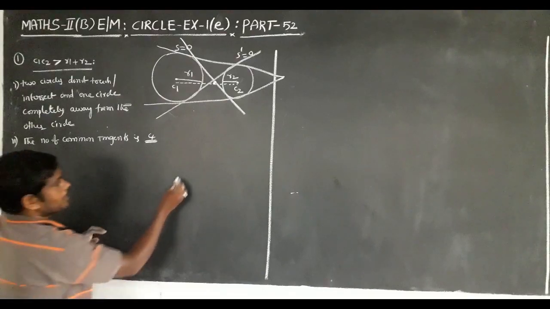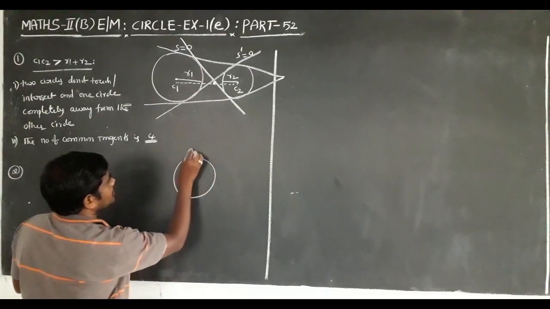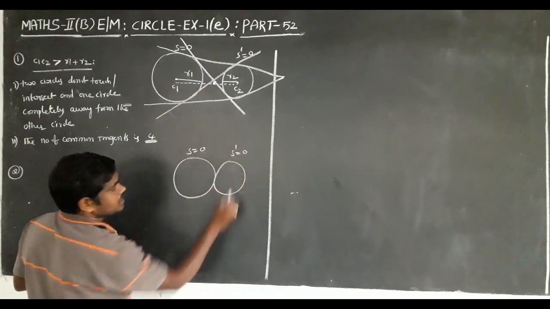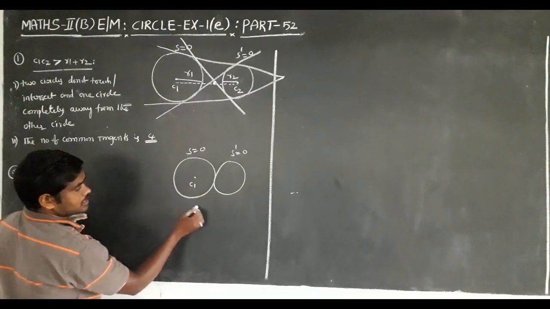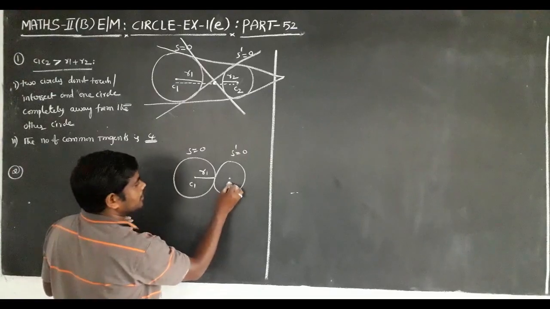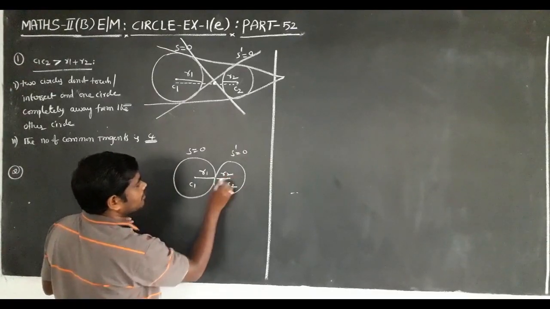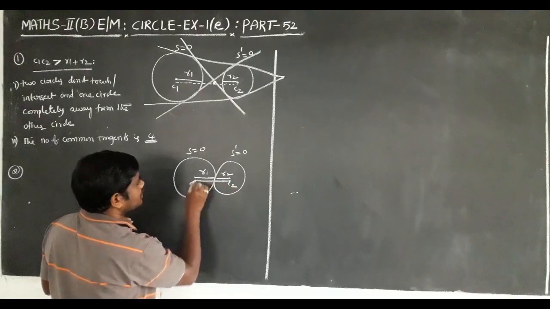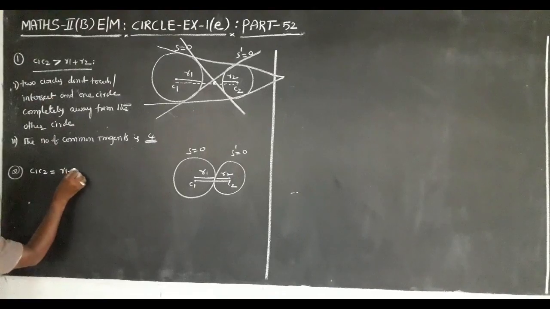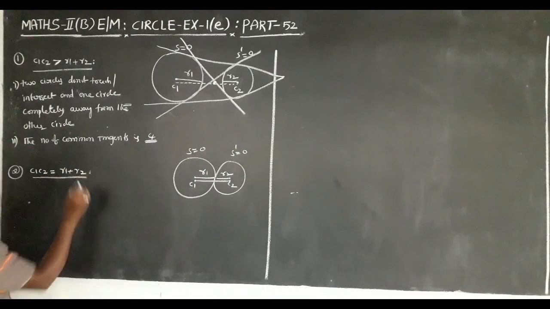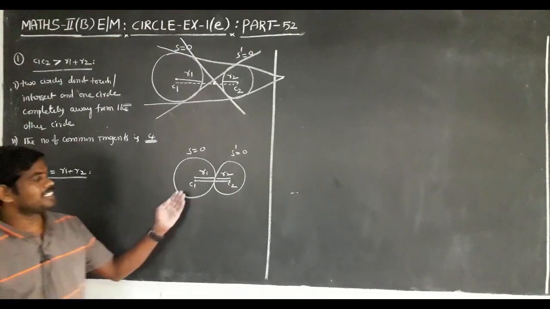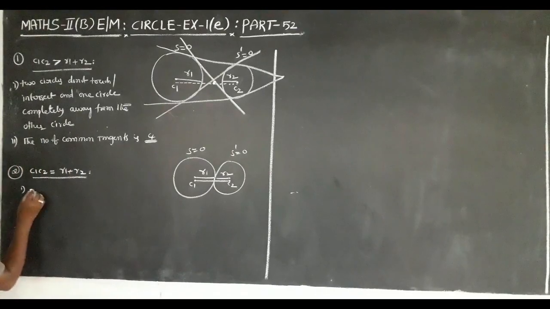Second one, this is the circle S equal to 0 and this is the circle S dash equal to 0. C1 is the center, R1 is the radius of the first circle, C2 is the center and R2 is the radius of the second circle. In this case, C1C2 is equal to R1 plus R2.